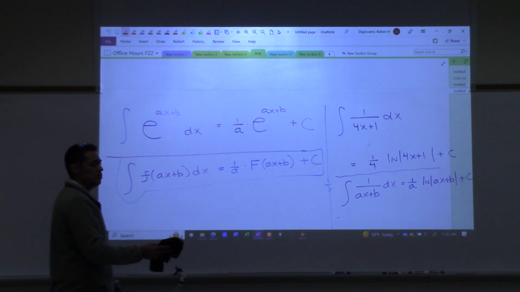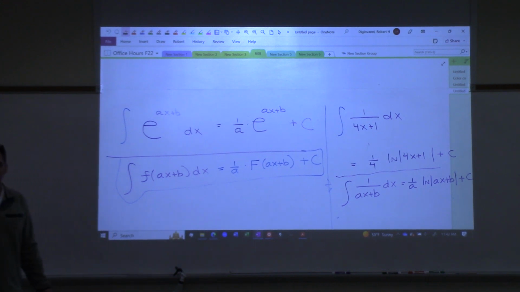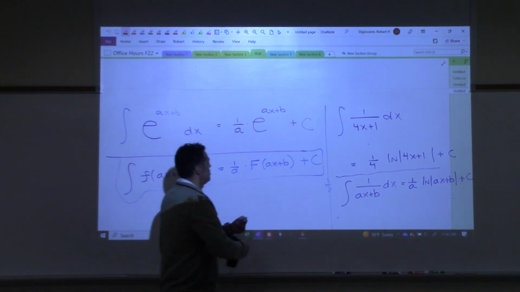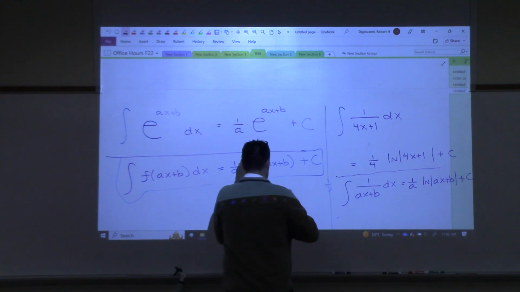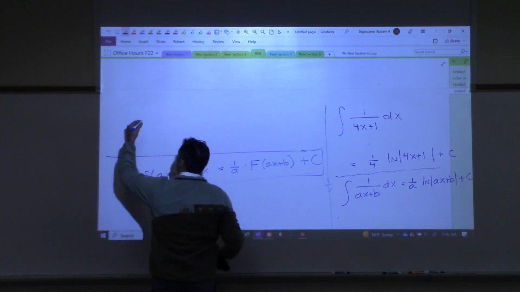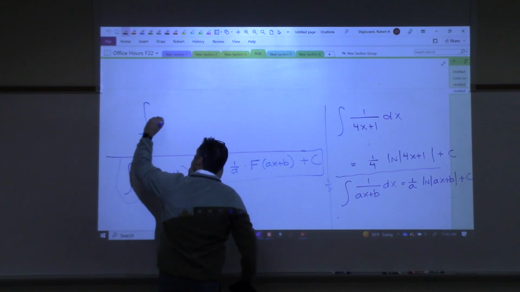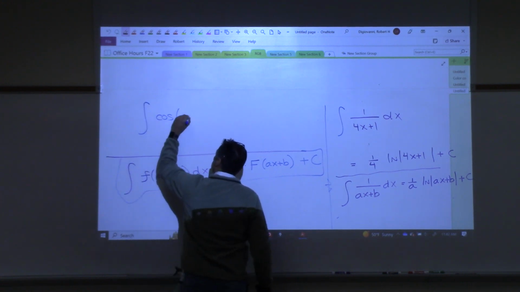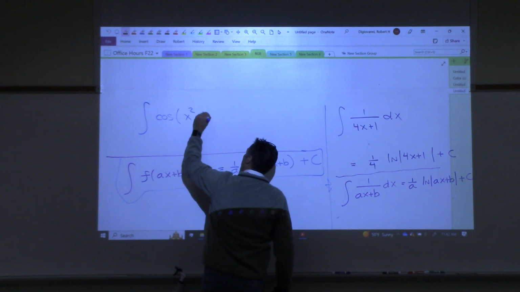I understand. You understand? Does everyone understand why it has to be linear and it can't be quadratic or something like that? You want to talk about it? We can talk about it real quick. Let's do an example. Let's do this one right here. Find the antiderivative of cosine of x squared plus 1 dx.